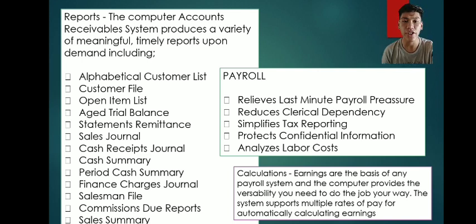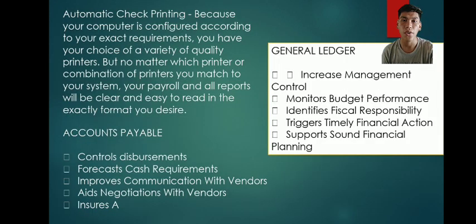For the calculations, earnings are the basis of any payroll system. And the computer provides the versatility you need to do the job your way. So the system supports multiple ways of pay for automatically calculating earnings. Hourly and salary payrolls may be processed. For the automatic check printing, because the computer is configured according to your exact requirements, you have your choice of a variety of quality printers. But no matter which printer or combination of printers you match to your system, your payroll and all reports will be clear and easy to read in exact form.